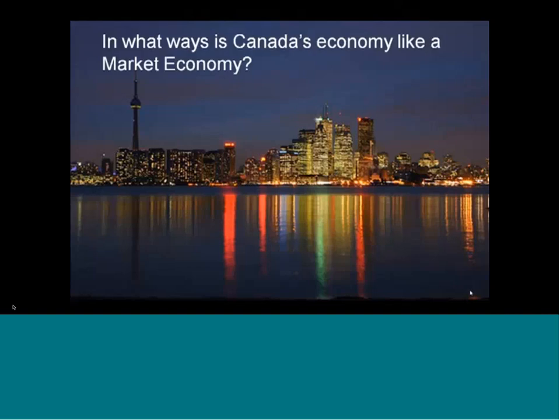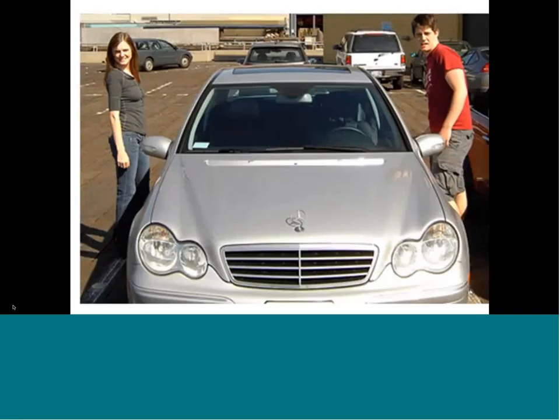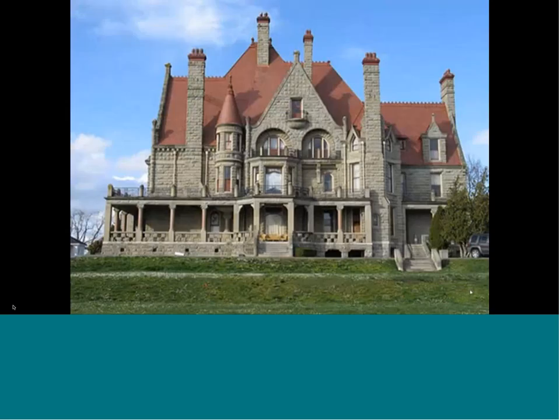Now, in what ways is Canada's economy like a market economy? Well, if mom and dad have enough money to send the student to school, and they work hard, and they get a good education, hopefully they get a job that allows them to make more money. They can buy a fancier car than those who haven't worked as hard, who haven't been fortunate enough to go to school. And they can live in and purchase nicer homes.